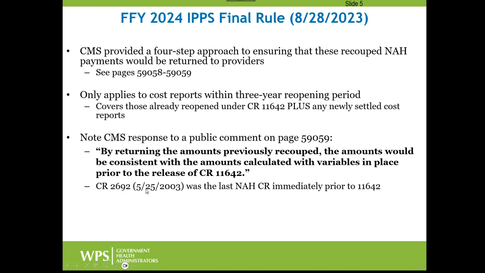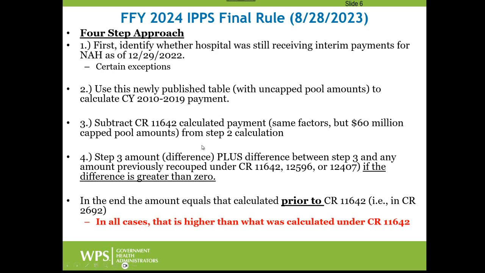The only thing that existed prior to the release of CR 11642 was CR 2692, issued May 23rd, I think, of 2003. That was the last CR that existed, the only CR that existed prior to that. So again, just to reiterate, the final payment that we're going to be calculating is based on these old rules, the CR 2692, which is beneficial as compared with CR 11642 and the later CRs. Just wanted to stress that because we've had a lot of questions on that already.